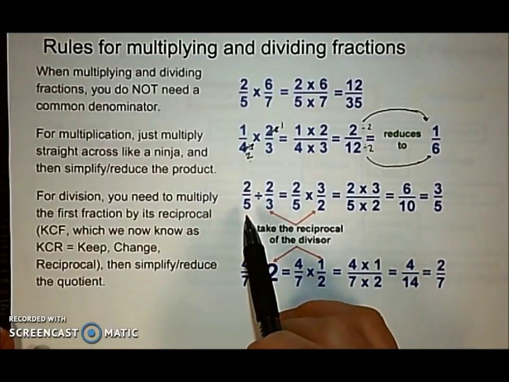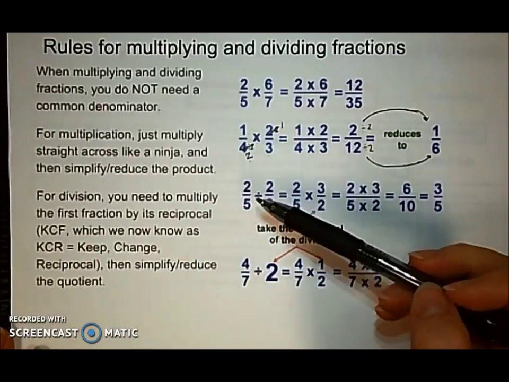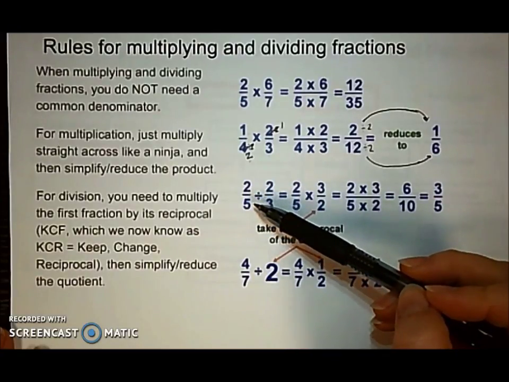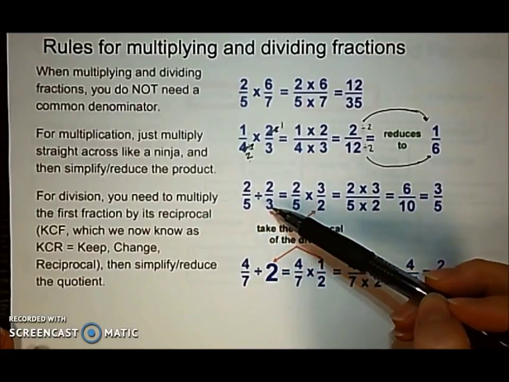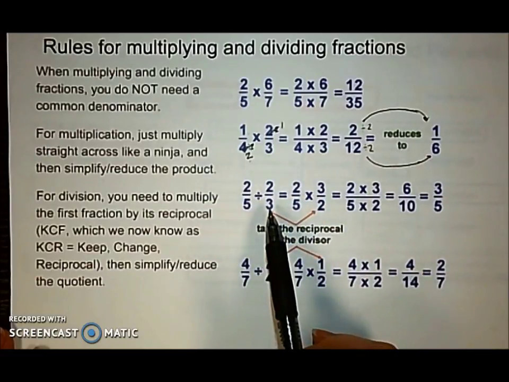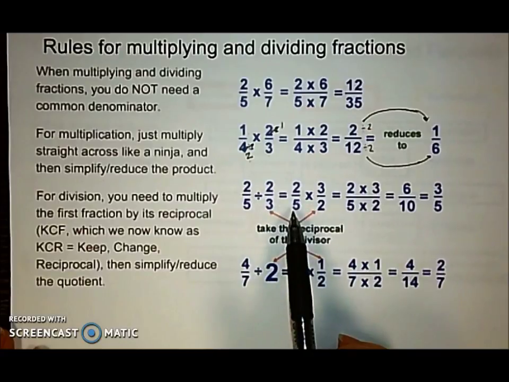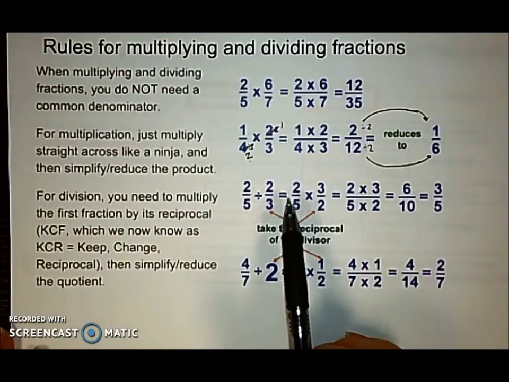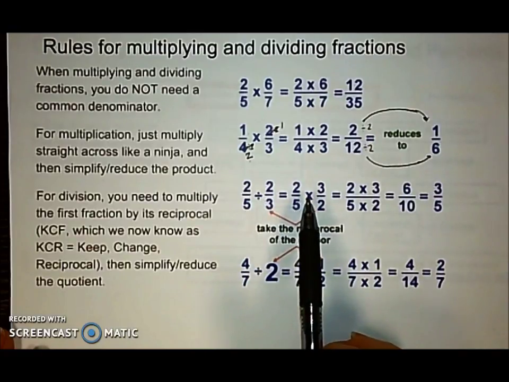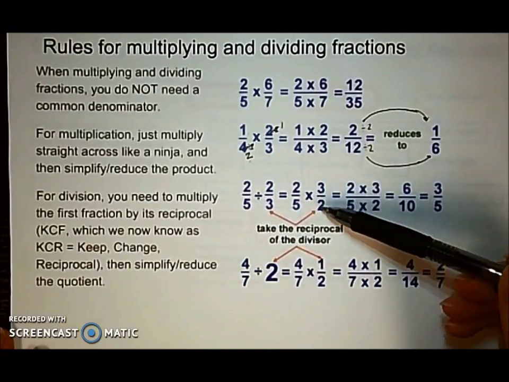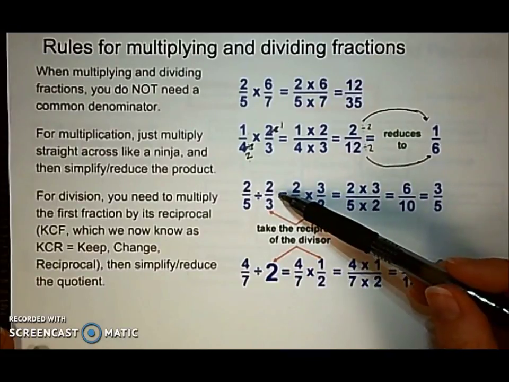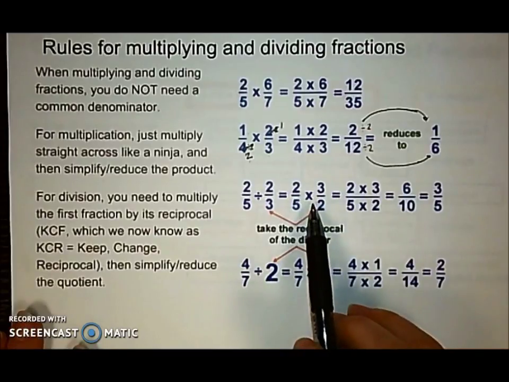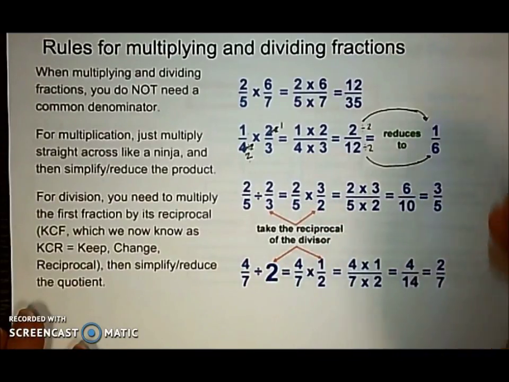When I divide, it's very similar, only I'm sure that you remember the keep change flip moniker that you've used in 5th grade, and in 7th grade we start calling it keep change reciprocal. I want the reciprocal of that second number, so I'm going to keep the first number, which was 2/5. So 2/5 divided by 1/3, I'm keeping the 2/5. My division is changing into multiplication, and I'm going to take the reciprocal, which is the flip or inverse of 1/3, which is 3/1. And I'm going to multiply across, and then I'm going to reduce.